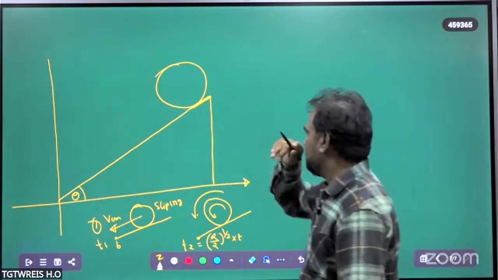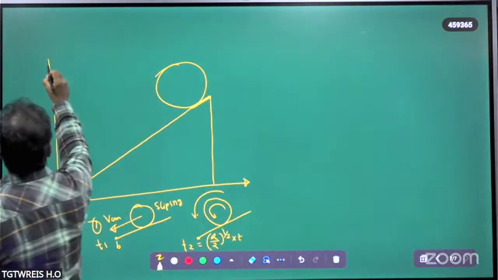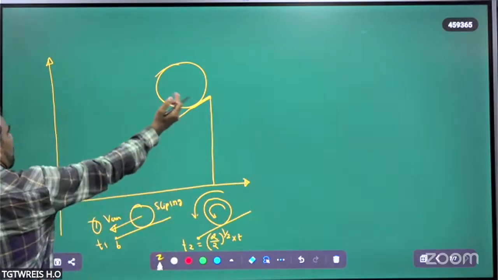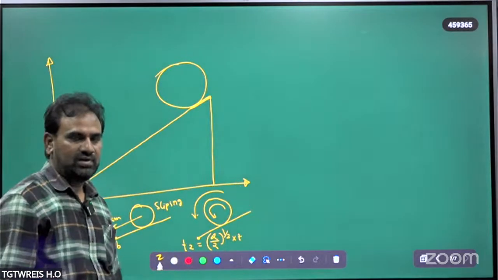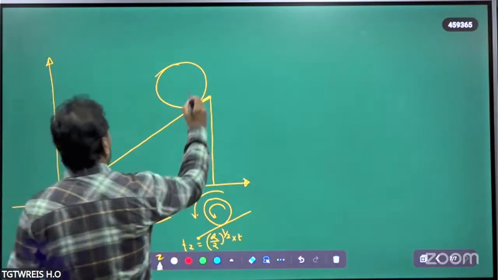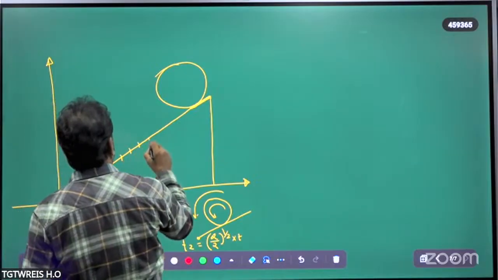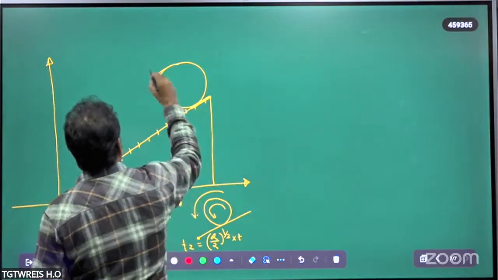This is a disk. When a disk is rolling on an inclined plane in downward direction, first condition, when the disk slips, this is a disk.